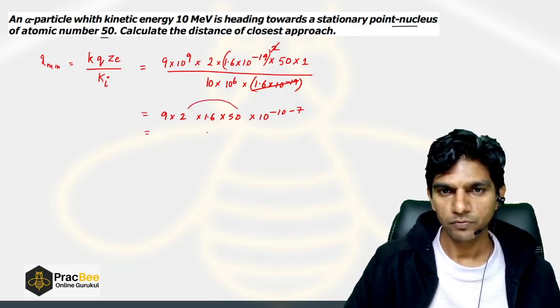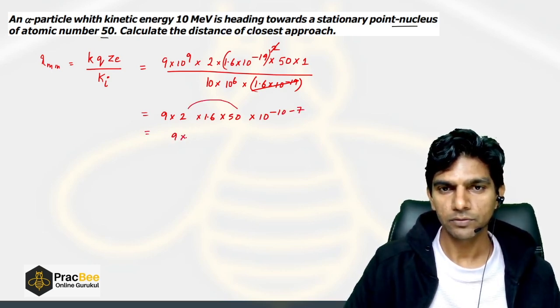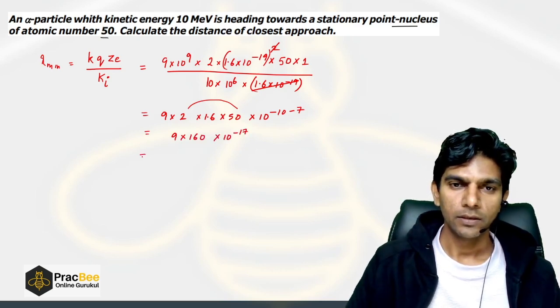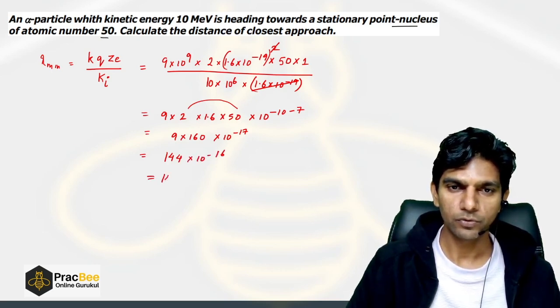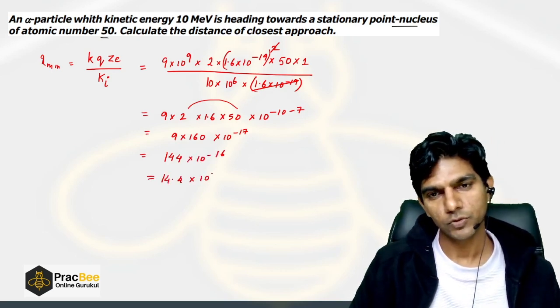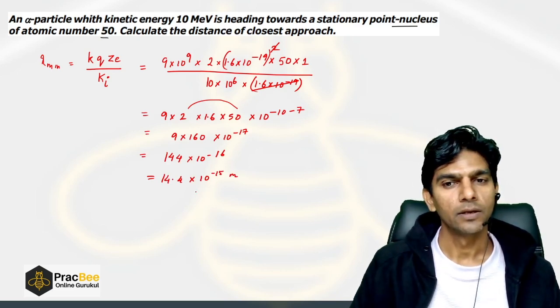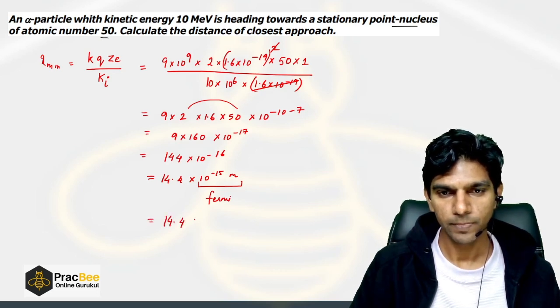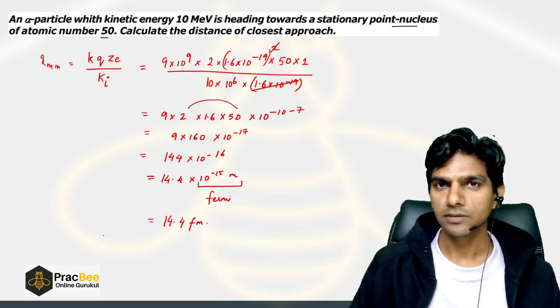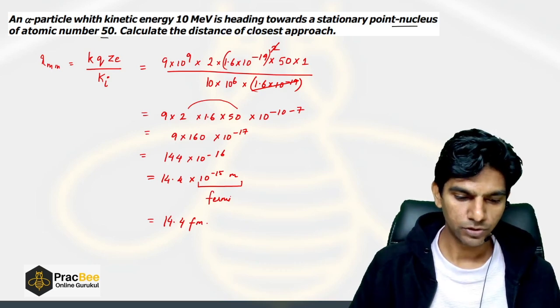So this 2 and 50 will become 100. So we have 9 into 160 into 10 raised to power minus 17. And this comes out to be 144 into 10 raised to power minus 16, or we can say it will be 14.4 into 10 raised to power minus 15 meters. And we know that 10 raised to power minus 15 meter is nothing but Fermi, right? So we can write this as 14.4 Fermi. So that is the distance of closest approach in this particular question.